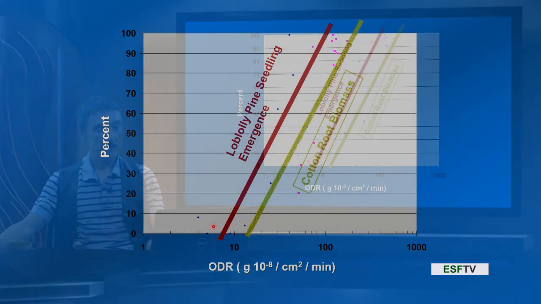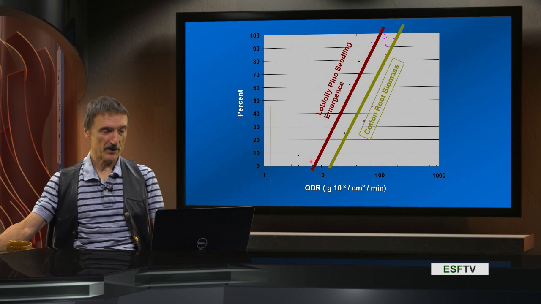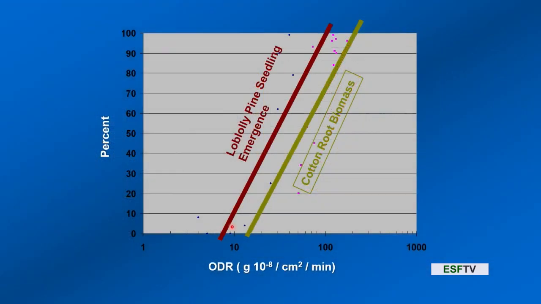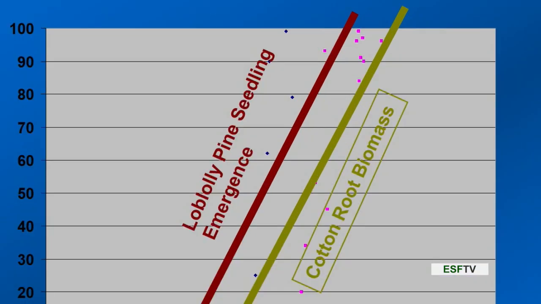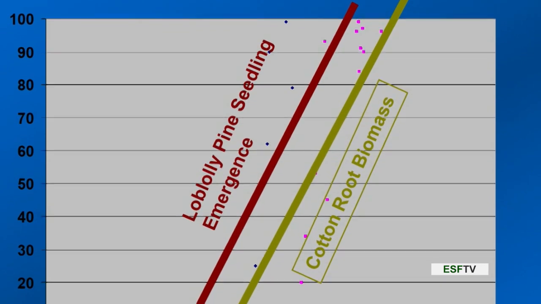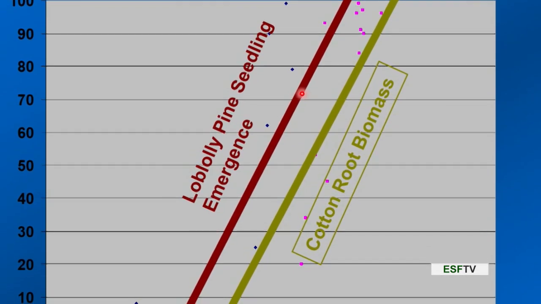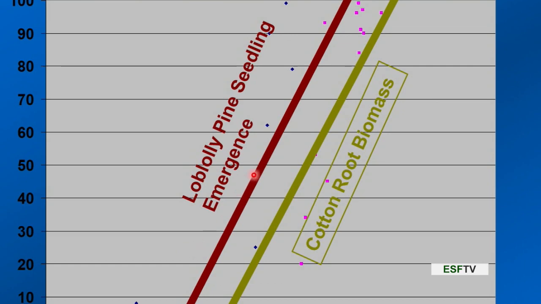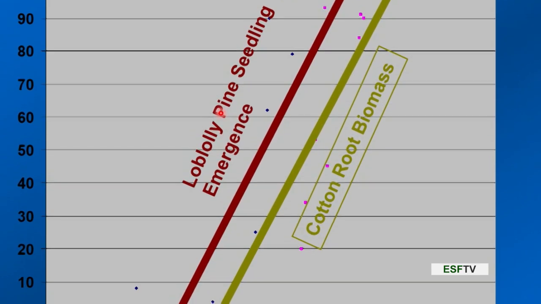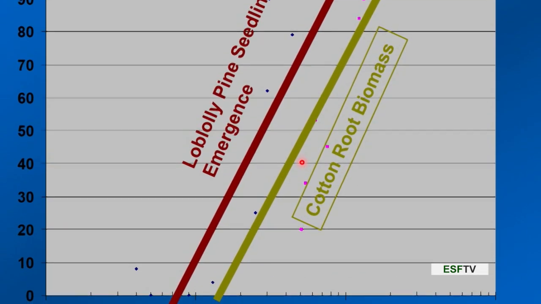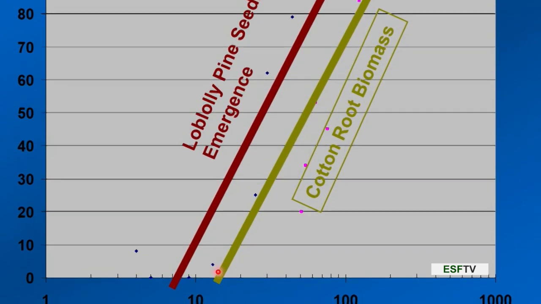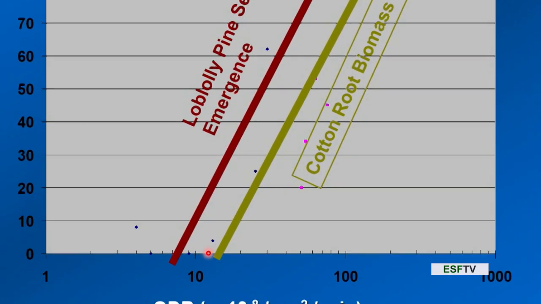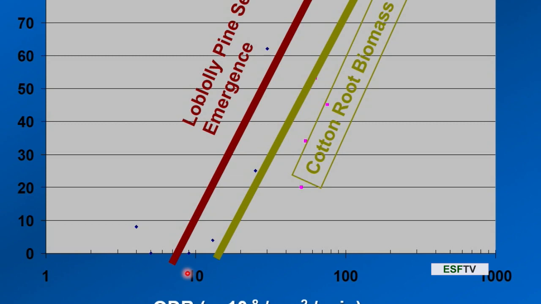Another one of his students looked at cotton root biomass, and the percentage of cotton root biomass shows the same story, the same linear relationship, and not too far from the same intercept. It's interesting that both these systems are parallel, the response is parallel. Here we have tree seedlings, and here we have cotton root biomass, but both cease when you get down toward those threshold values of limiting oxygen diffusion rates.